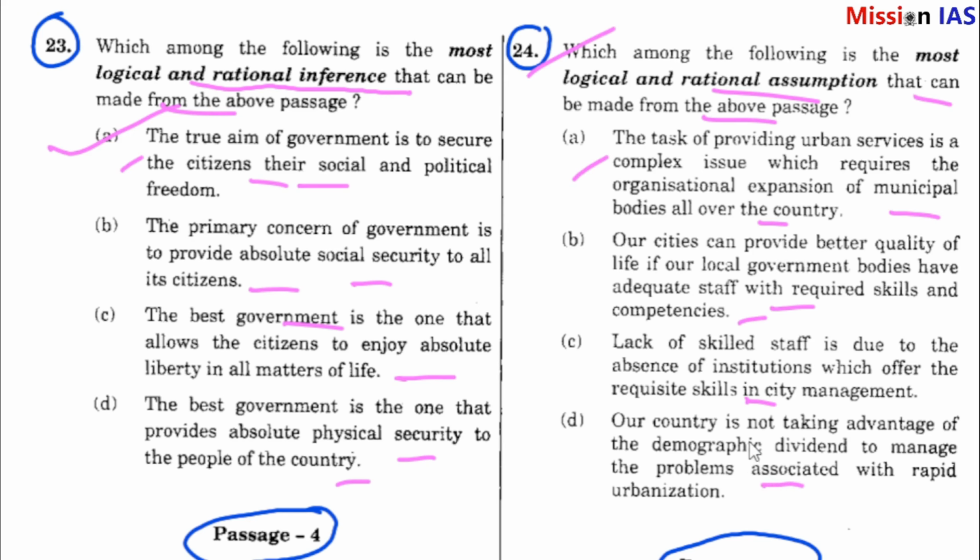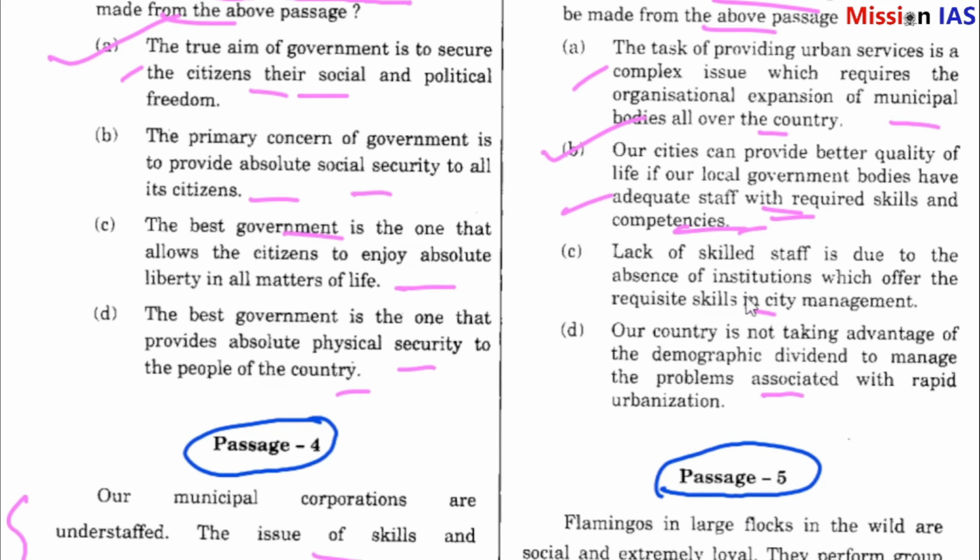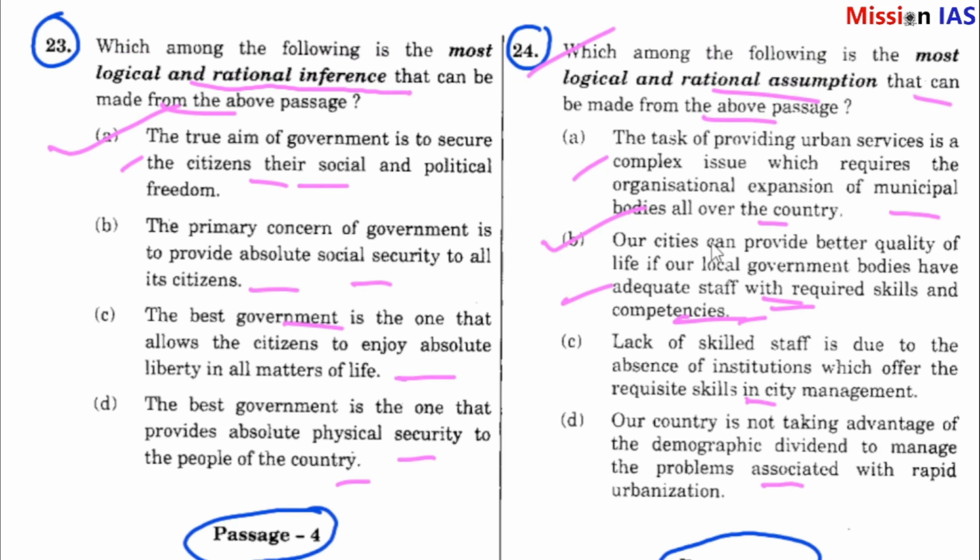So question number 24 answer is B. Our cities can provide better quality of life if our local government bodies have adequate staff with the required skills and competencies. This is all over India.